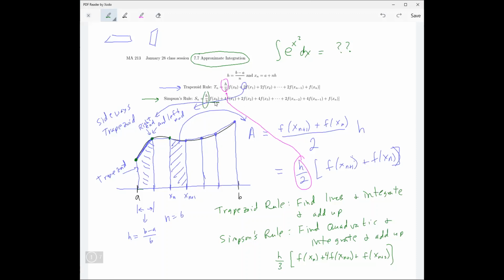You start out with 1, 4, 1. But then the next interval is going to be 1, 4, 1, so that means that's going to be a 2. And the next interval is going to be 1, 4, 1, and so on, and finally the last interval is 1, 4, 1, like that. So that's kind of how that works. You don't necessarily need to know that that's where that comes from, but that's nice to know. The main thing is just how to apply it.